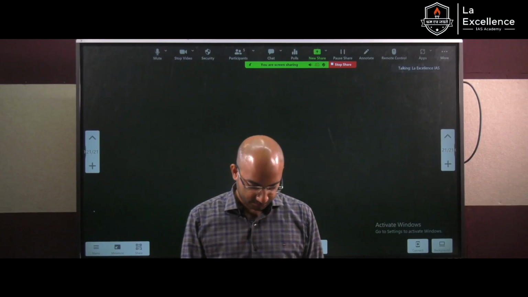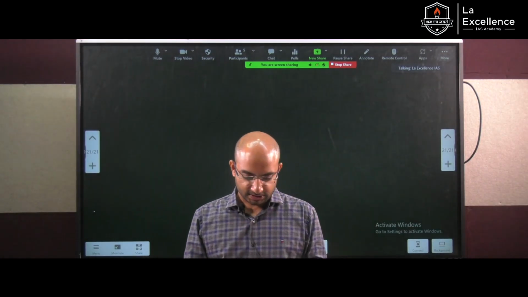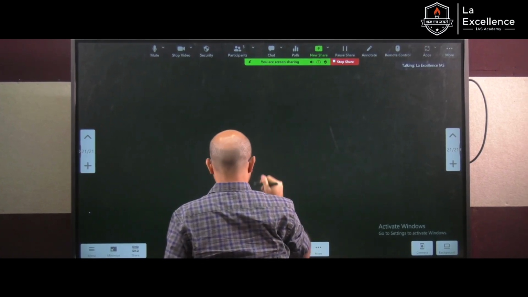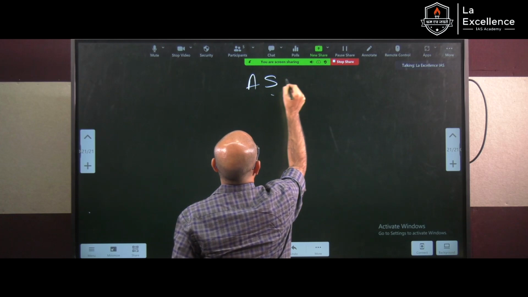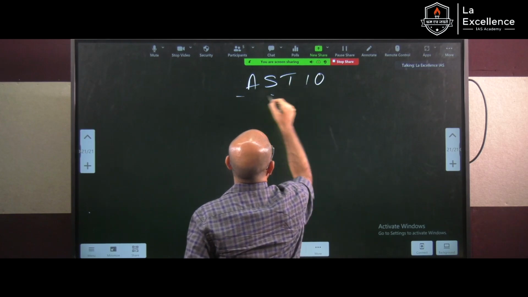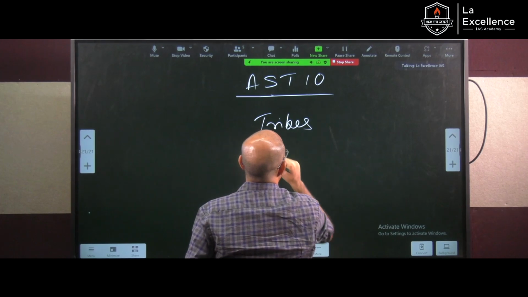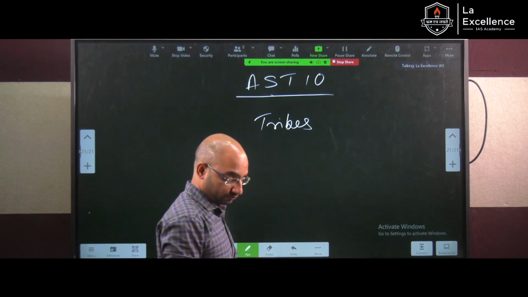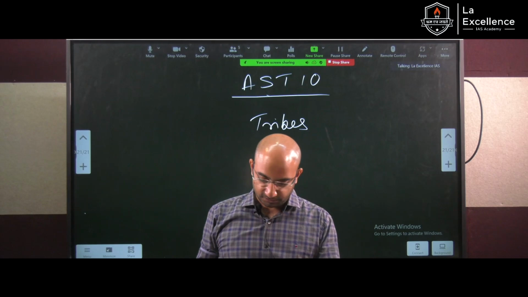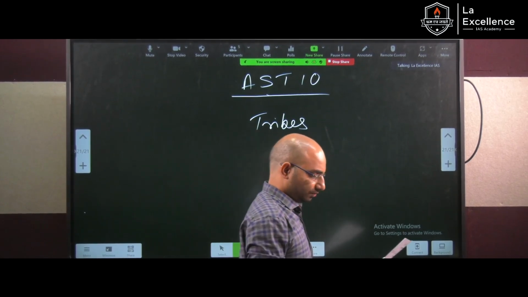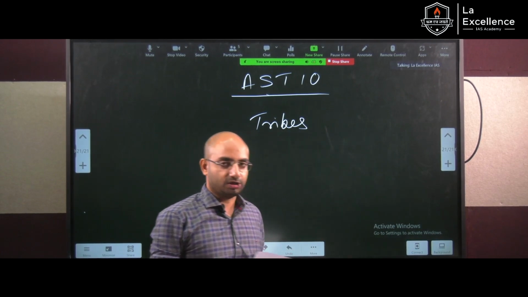Today we are here for AST 10, discussion of AST 10. So this is the first test on tribes. AST 10, 11, 12, all the three deal with tribes. This is the first test on tribes. We'll discuss 11 and 12 in the next week and wind up tribes.